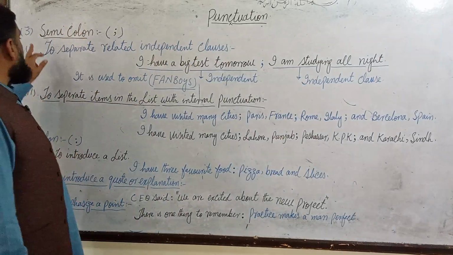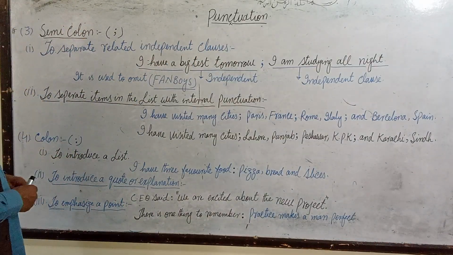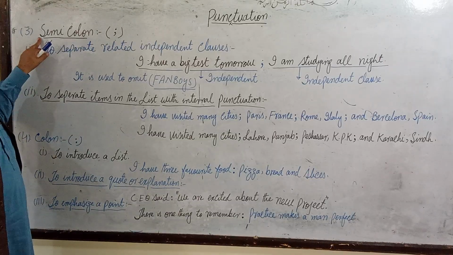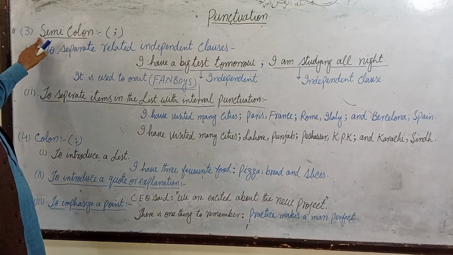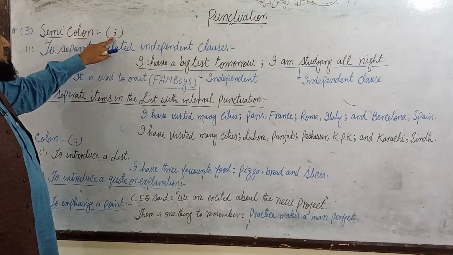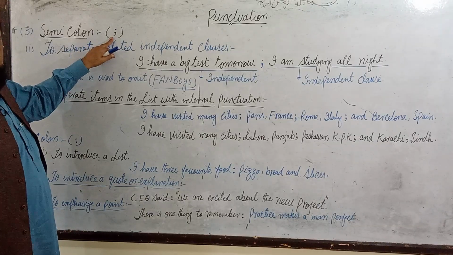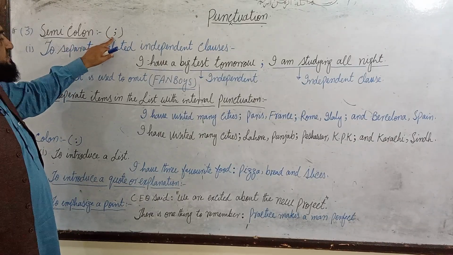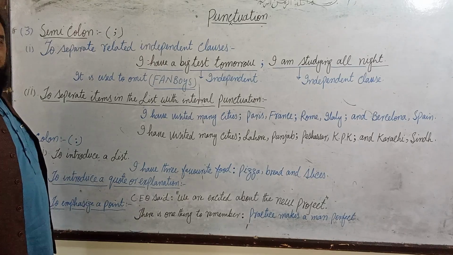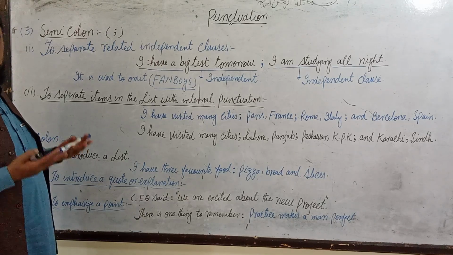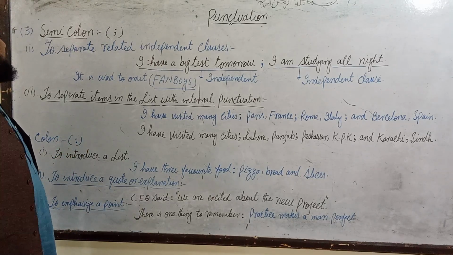So, the third very important punctuation is the semicolon. What is a semicolon? First of all, I will tell you that a semicolon is a comma and a dot. When there is a comma and a dot, we are using a semicolon. So, where are we using the semicolon? This is very important and this is technical as well.